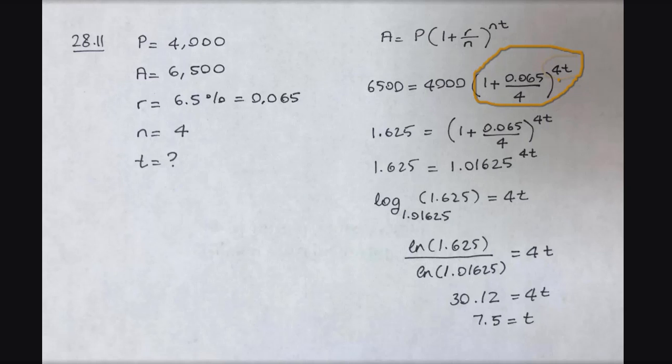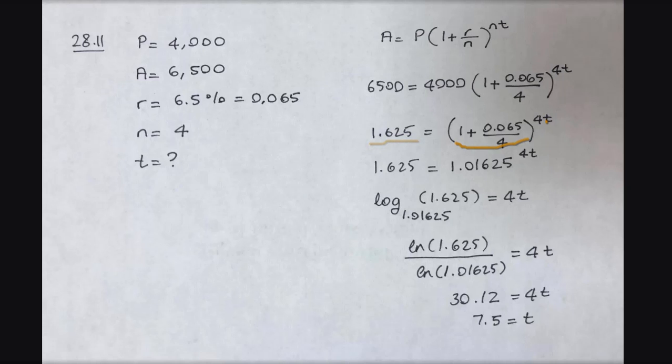So to be able to solve it, we first need to isolate it. So divide both sides by 4,000 so that we get rid of this coefficient. When we divide both sides by 4,000, 6,500 divided by 4,000 gives 1.625. And so this equals this parenthesis raised to the power 4 times t.